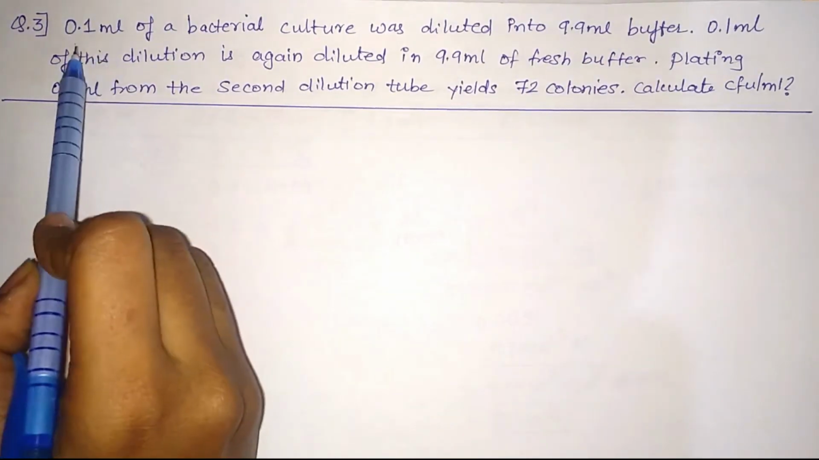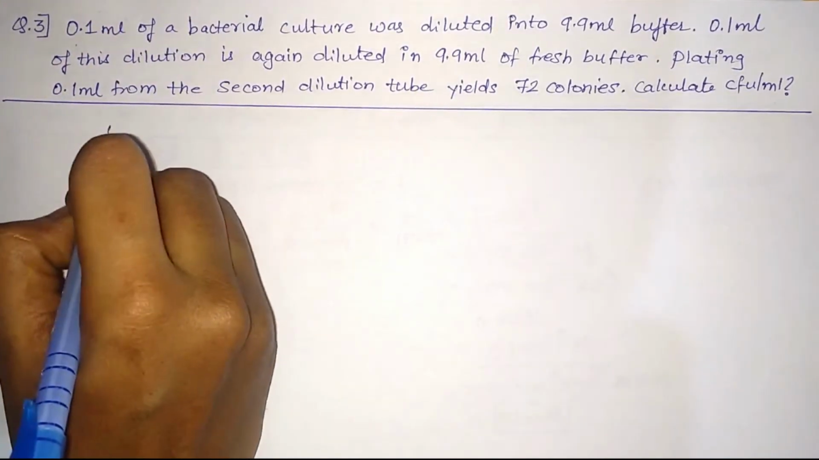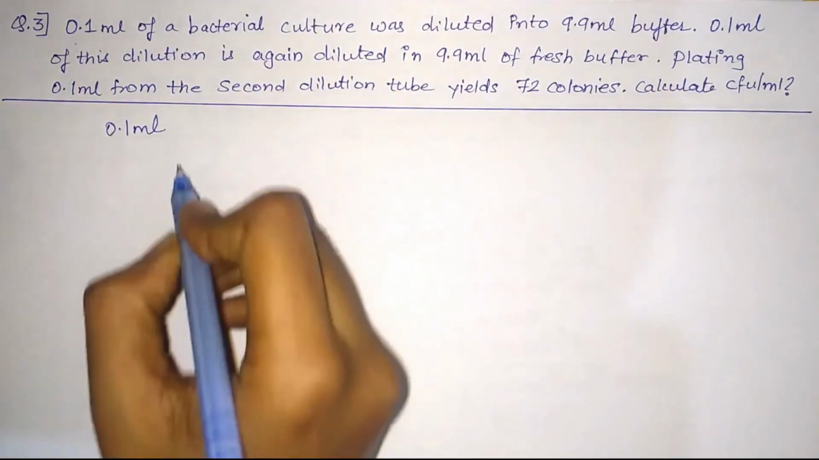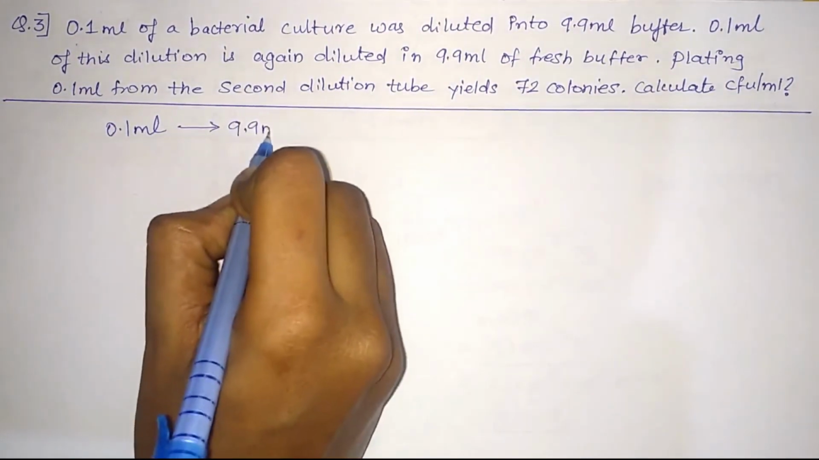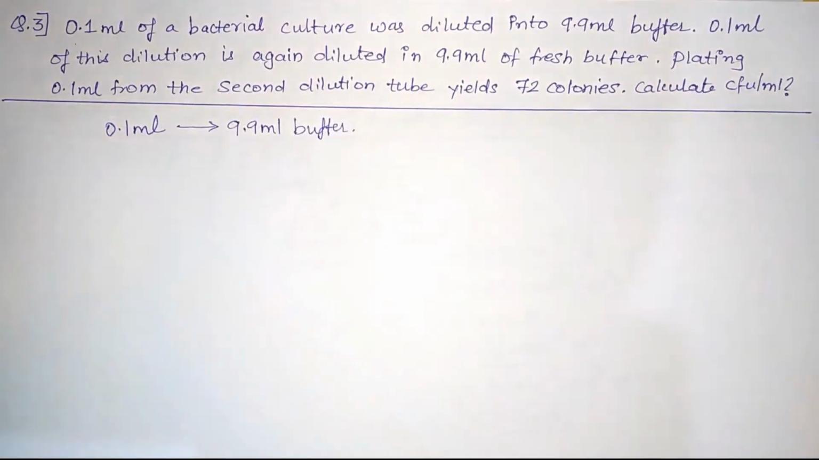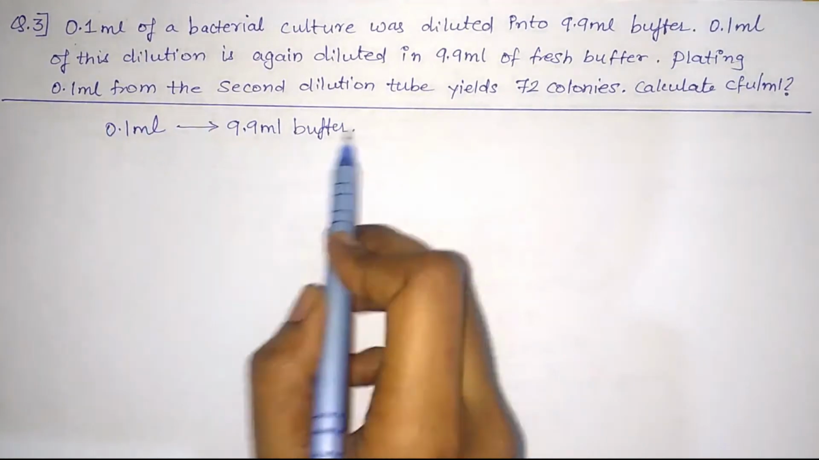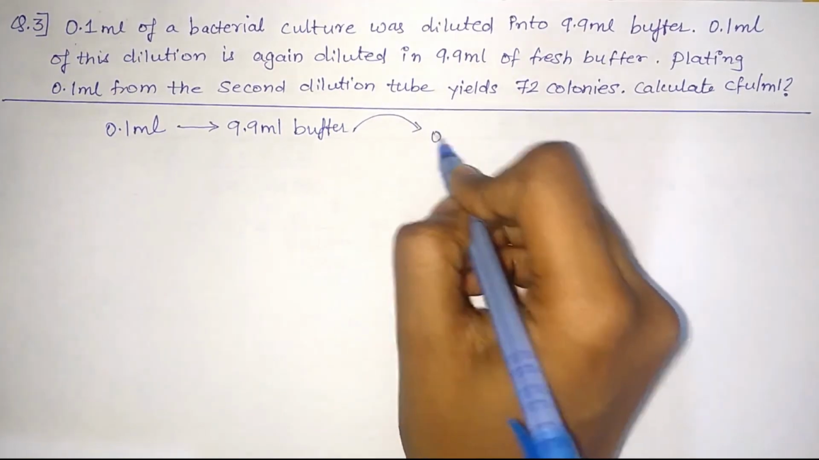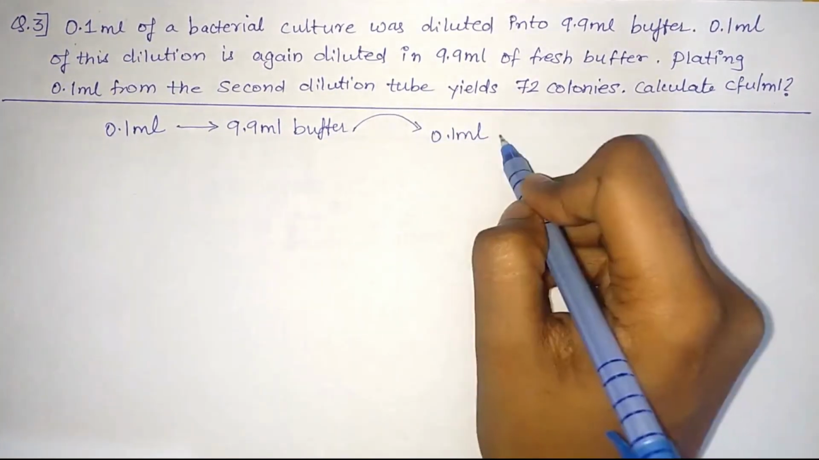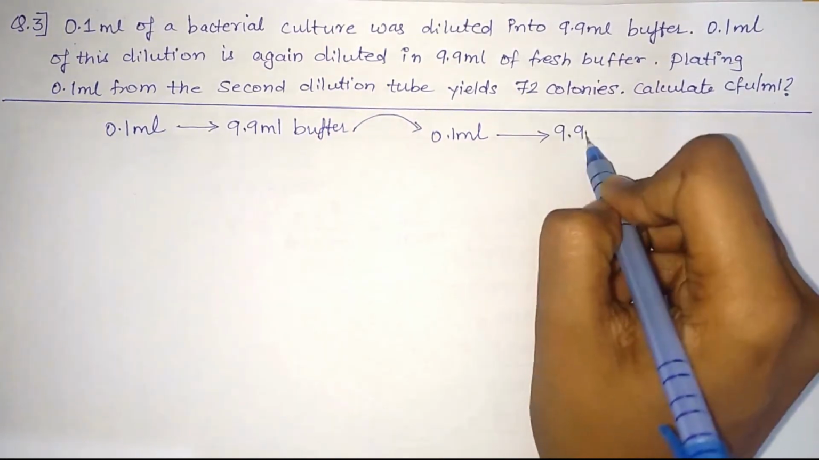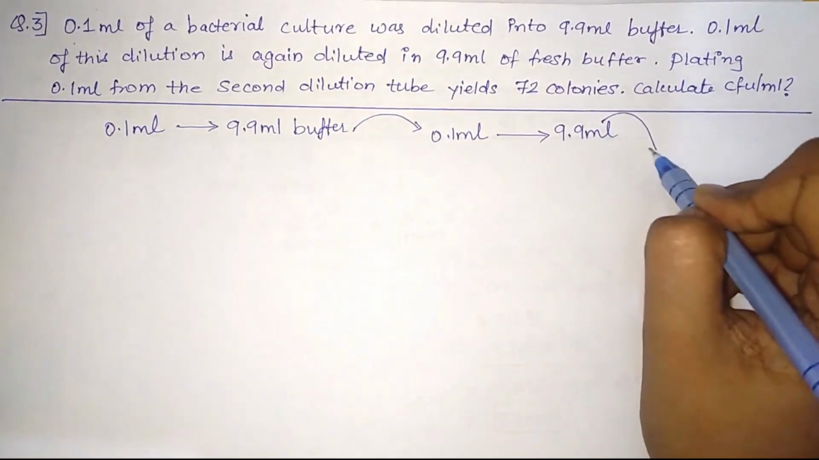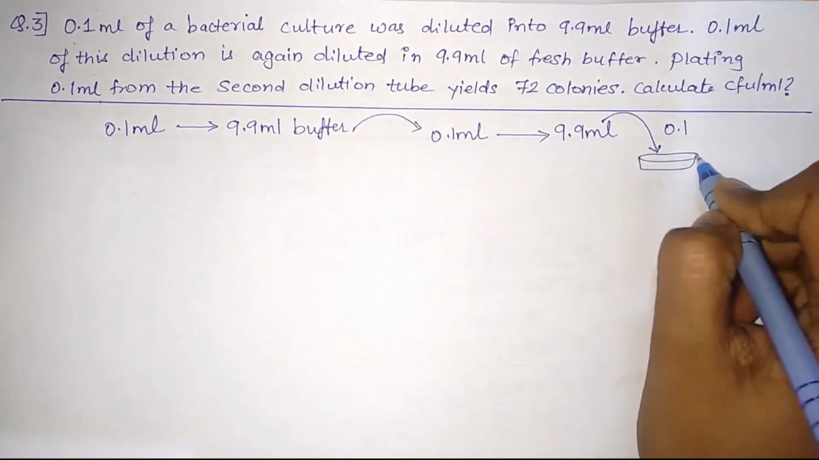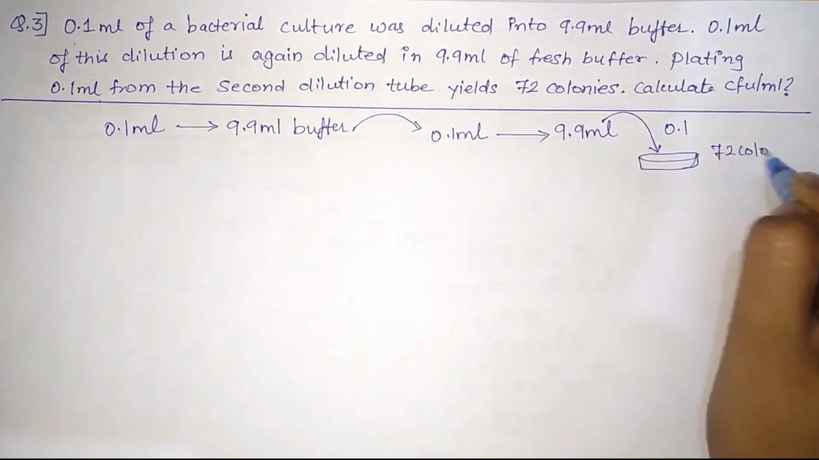It is mentioned that initially they have taken 0.1 ml of the bacterial culture, and this 0.1 ml culture was added to 9.9 ml buffer. Then this particular solution, which now comprised a total of 10 ml, was again used: from this they have taken 0.1 ml of the culture and added it to again 9.9 ml buffer, and from this how much is taken? They have taken 0.1 ml and they have plated it in a petri dish, and they obtained 72 colonies.